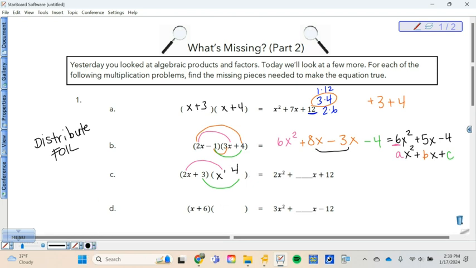Okay. And then let's check our inners and outers. Right? My inners be 3x. My outers are 8x. So what's 3x plus 8x? 3x plus 8x. 11x. 11.